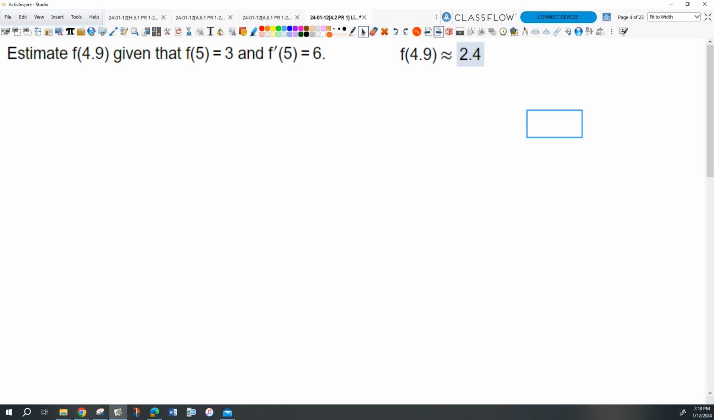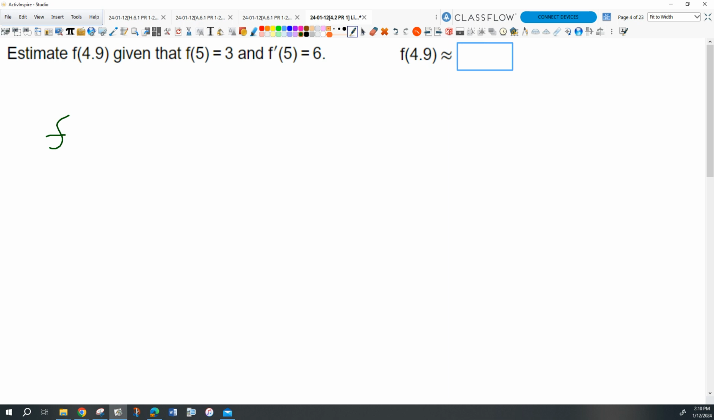So if I'm telling you that f of 5 is equal to 3, we know that, and f prime of 5 is equal to 6, could we estimate what f of 4.9 is? Yes. Well, I guess we can. Okay, forget what you saw there. So how could we do that? Let's see. Use our linearization.